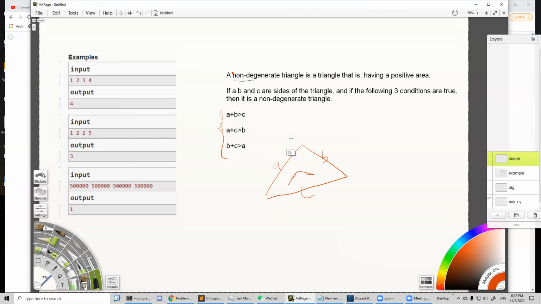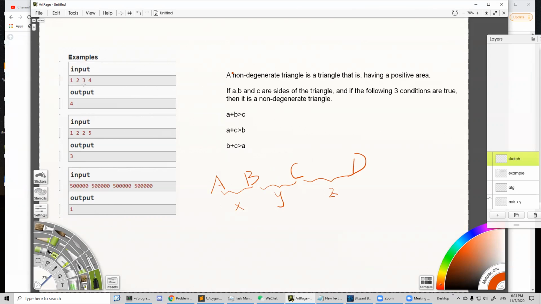So with that being said, the problem here is we are going to have four numbers A, B, C, and D, right? And we are going to find out how many triangles we can get from these four numbers by choosing one side from A to B, choosing one side from B to C, and choosing the last side from C to D, right?